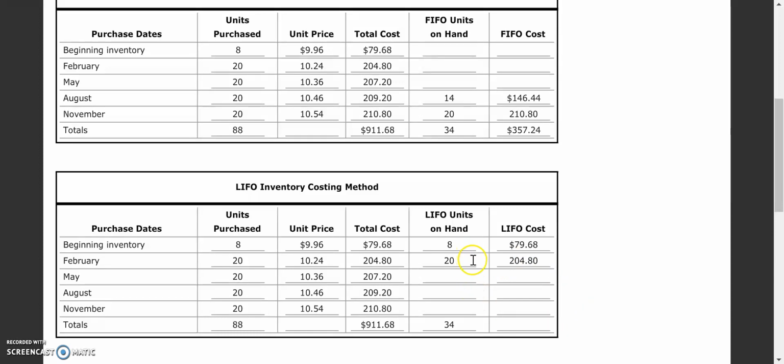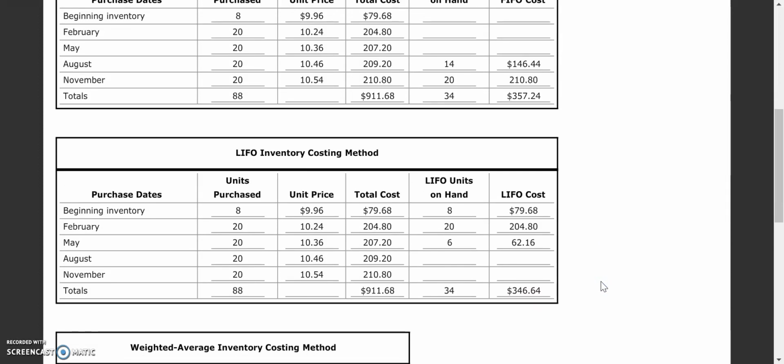Now we're at 28 and we only need 34. So that means we're only going to use 6 of our units that we purchased in May. So we take 6 times $10.36 and we end up with $62.16. So in order to figure out our LIFO costs, what we do is we add up each of those 3 that we used, and that gives us a total of $346.64.